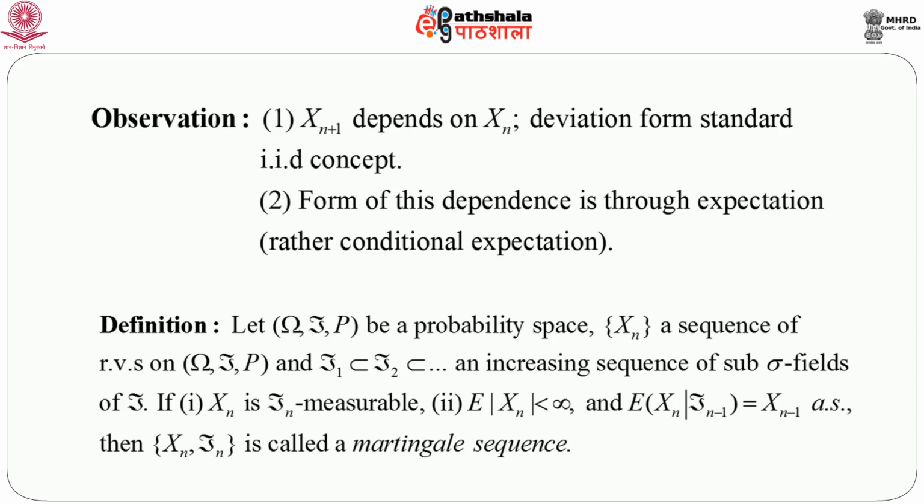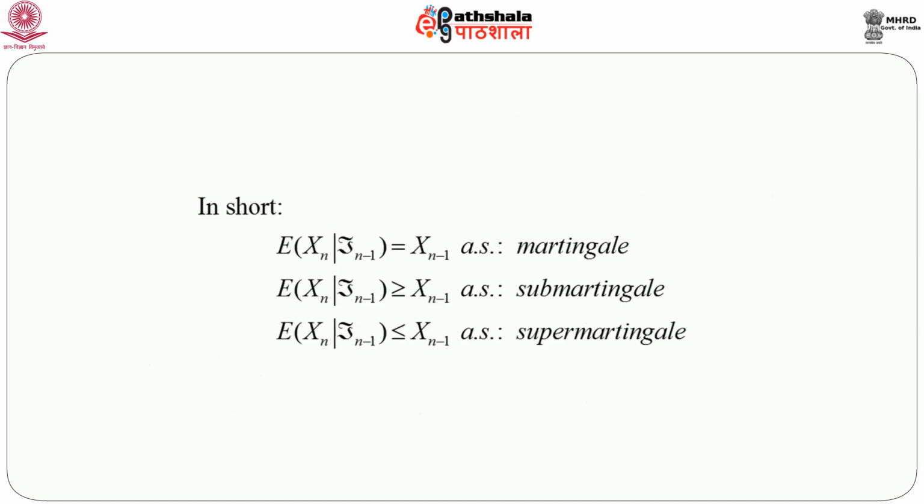Now, let us formally define this situation. While defining a random variable or conditional expectation, we should start with a probability space, which in this case is omega, script F and P, where script F is the sigma field generated by the class of subsets of omega, and P is the probability measure defined on the measurable space omega and script F. Let us consider Xn as a sequence of random variables on this probability space, and this is very important. And consider script F1 is a subset of script F2, is a subset of script F3, and so on. That means, we consider script Fi, i greater than or equal to 1, as an increasing sequence of sub sigma fields of script F. Now remember, all these sub sigma fields are coming from script F.